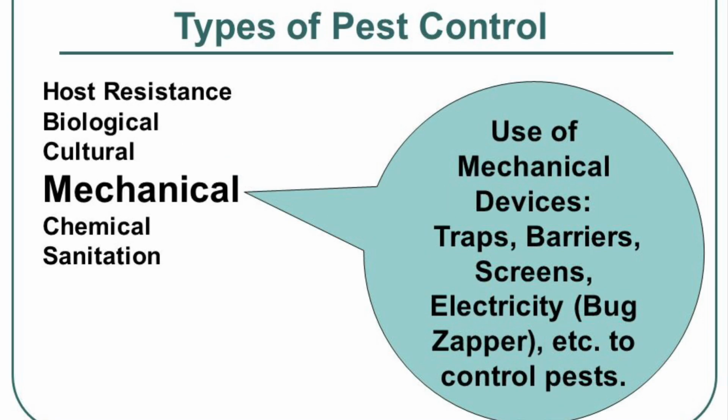For mechanical controls, what you're going to do is use a mechanical device to prevent a pest access to your plant. So this can include traps, barriers, screens, zappers, anything to that nature. One example of the mechanical control that we talked about yesterday was the insect netting.